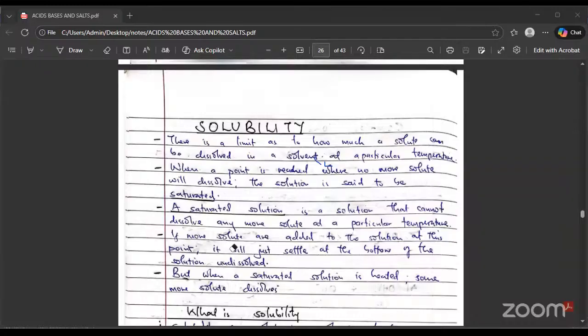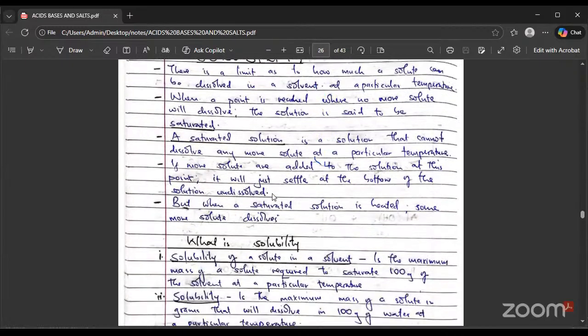So that is why when you talk about solubility, we must always give the temperature in the definition. It should be at a particular temperature. So you must know what a saturated solution is. A saturated solution is a solution that cannot take any more of the solid or the solutes at a particular temperature. So the temperature is always there.